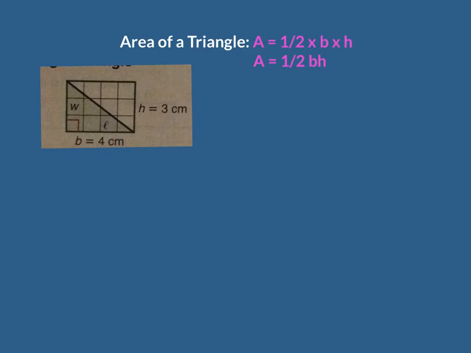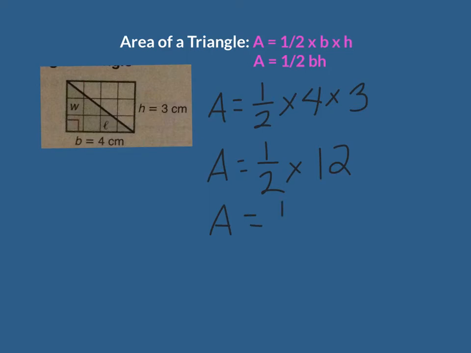So if we were to find the area of this triangle, we have the area equals half times the base, which is 4, times the height, which is 3. So we can go area equals 1/2 times the 4 times 3 is 12. So area equals 1/2 times 12. And we can cross that out. So the area equals 6 centimeters squared.